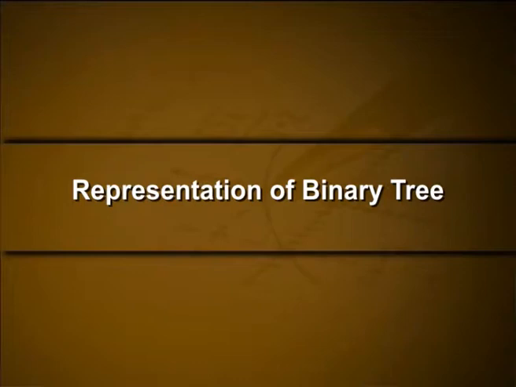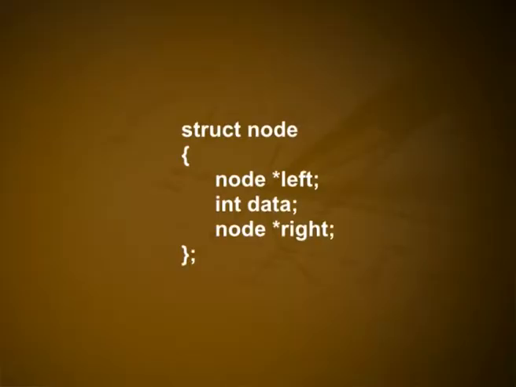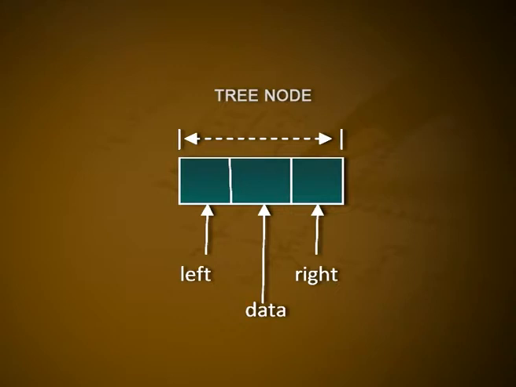Representation of binary tree. The structure of each node in the binary tree contains the data field and two pointer fields. One points to the left child and the other to the right child. The structure that defines the node of a binary tree is as given here: struct node { node *left; int data; node *right; }. The pictorial representation of a tree node is given below.